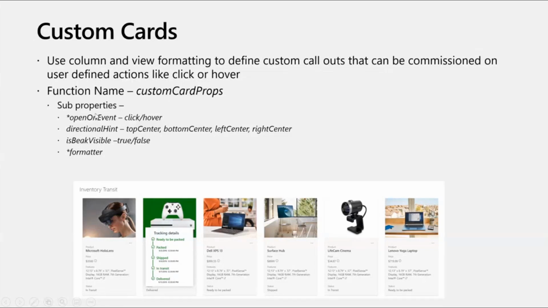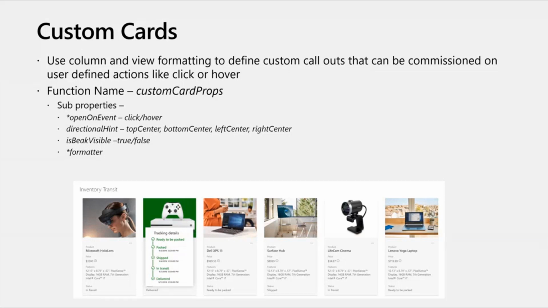There are certain sub-properties which are mandatory, the starred ones you see over there, and certain ones which are optional. Open on event: do you want a custom callout to open on an event, let's say a click or a hover? There's a directional hint, let's say top center, bottom center, left center, or right center. Is beak available: if you want a beak on the custom callout. And some formatter definition, of course, for what kind of value you want to show on the custom card.